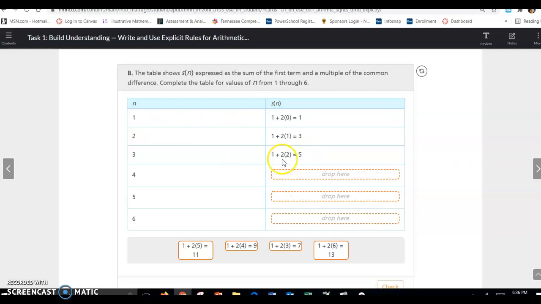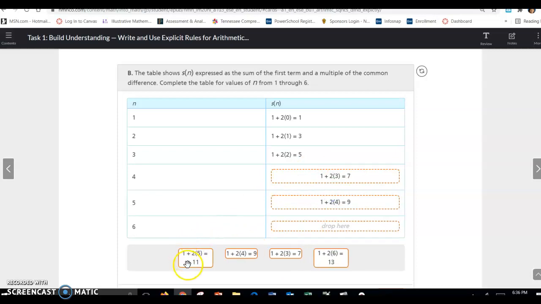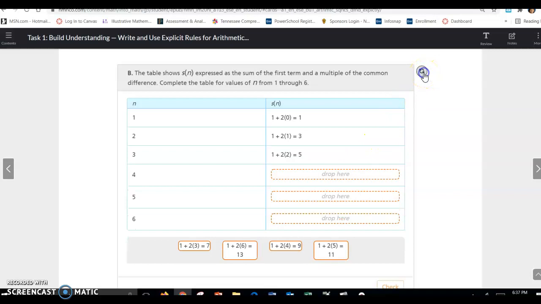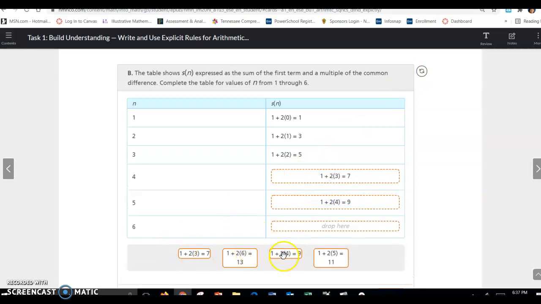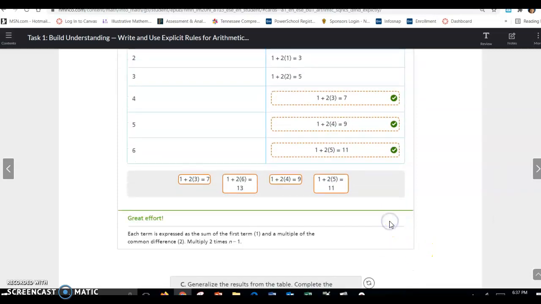All right, so it's going to be 1 plus 2 times 3. Okay, and that equals 7. And then 1 plus 2 times 2, which is 1 plus 4. And 1 plus 2 times 5. All right, so you just continue that pattern. Oh, shoot. I cleared it instead of checked it. Okay, 2, 4, 5. All right, there we go.